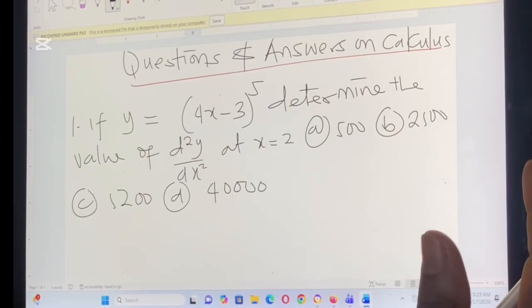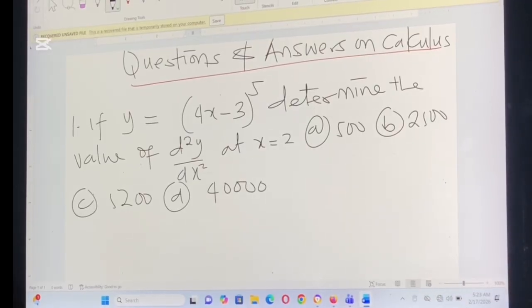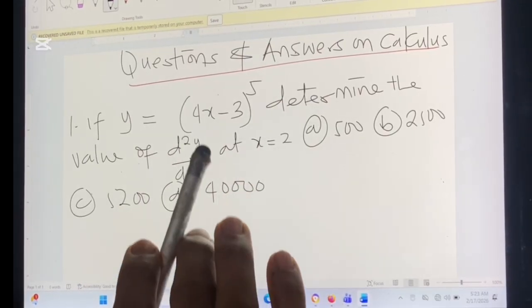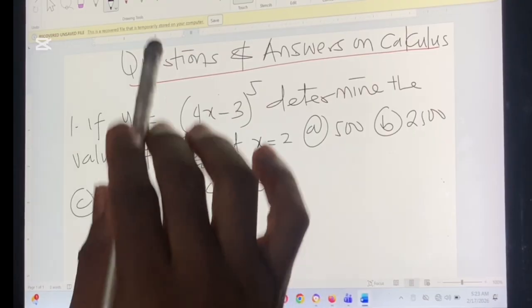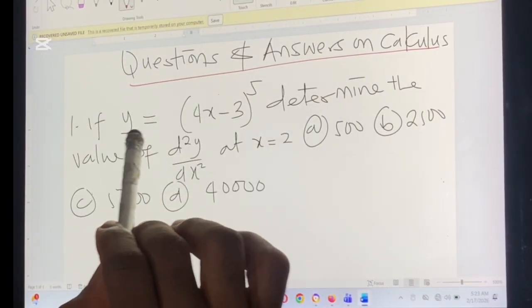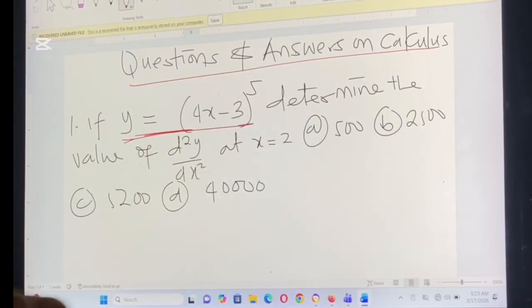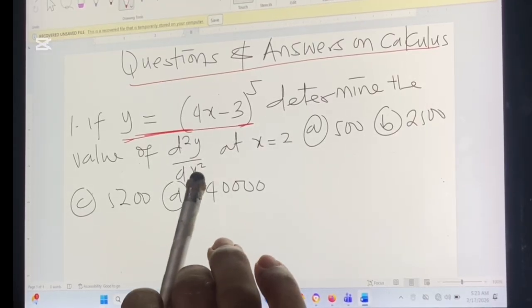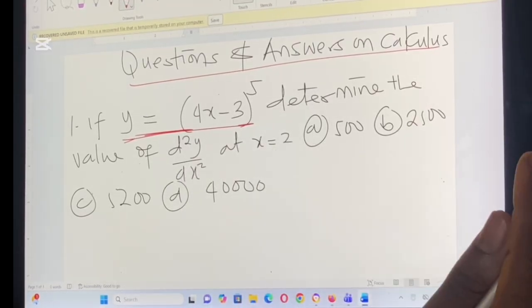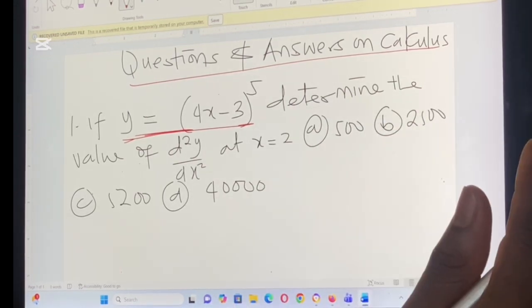In this video, we're gonna focus on questions and answers on calculus. We are given a question here, and they said, if y equals (4s − 3) raised to the power of 5, that is this question here, and we are asked to determine the value of d²y/ds² at s equals 2. And these are the options here.